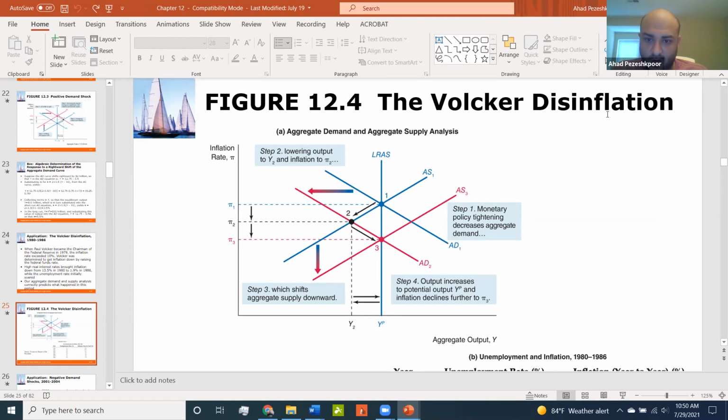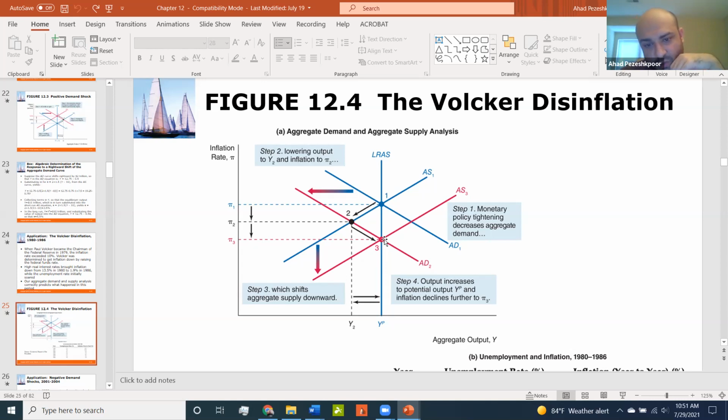So one more time. First, monetary policy tightening decreases aggregate demand. You will raise the federal funds rate, you will reduce the inflation rate. Your aggregate demand curve shifts to the left. You go from point 1 to point 2. After that, suddenly supply wakes up, supply responds. Your aggregate supply curve would then move to the right.